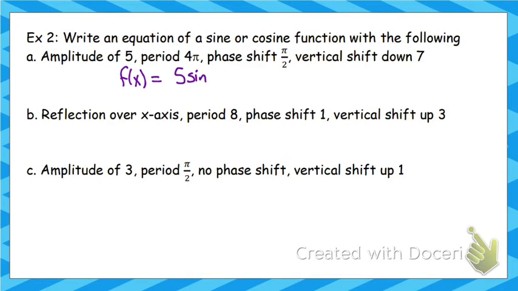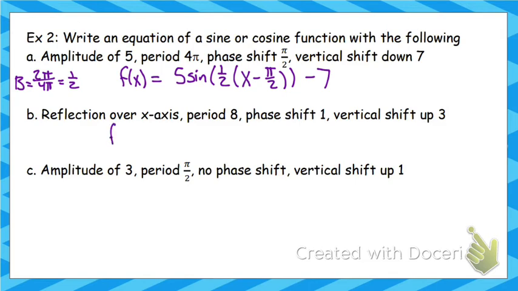So the 4 pi is actually not going to go in my equation. B is going to go in my equation. B is 2 pi divided by the period. And 2 pi divided by 4 pi is 1/2. So 1/2 goes in my equation. Phase shift, so it's x minus pi over 2. And then vertical shift, down 7 is -7.